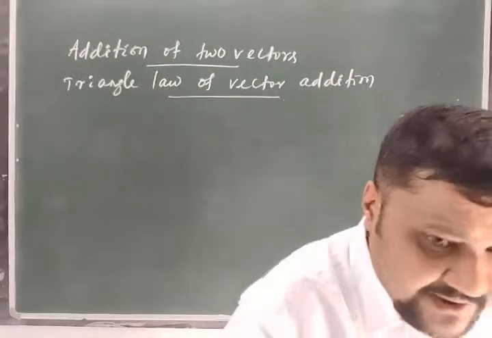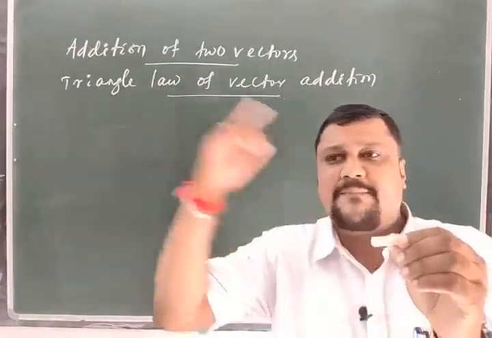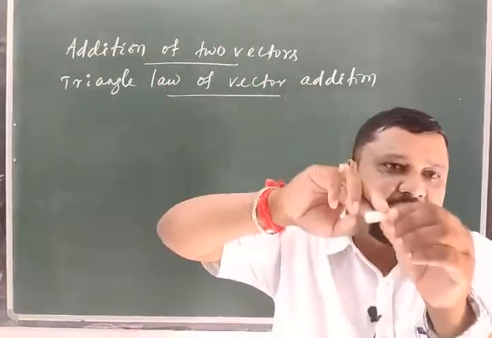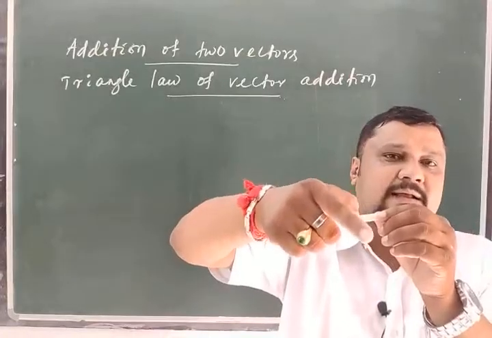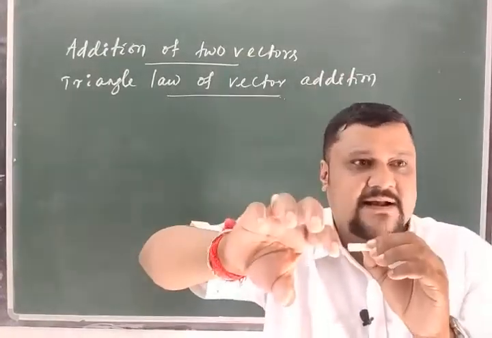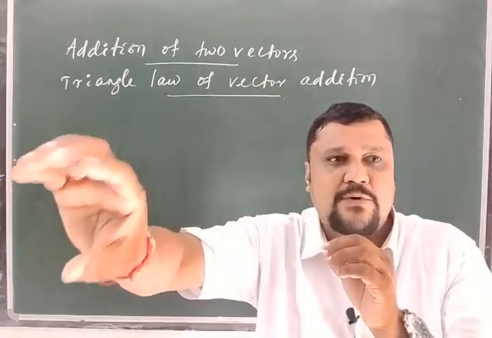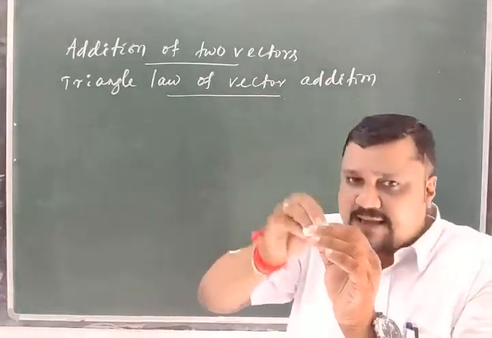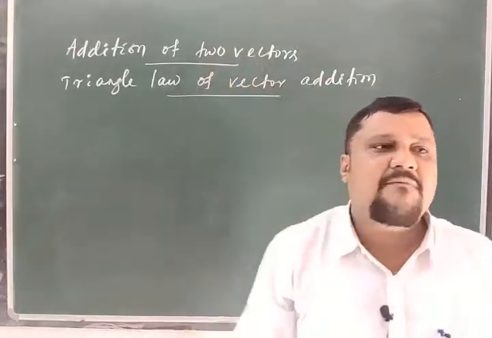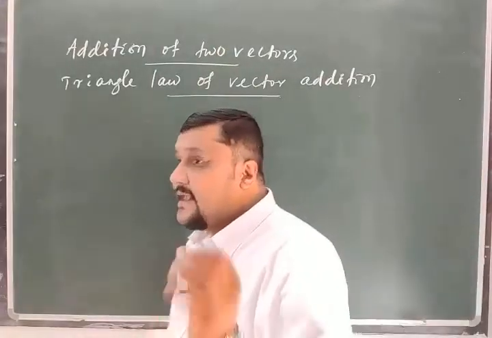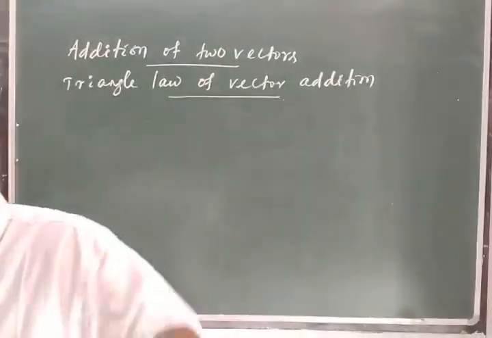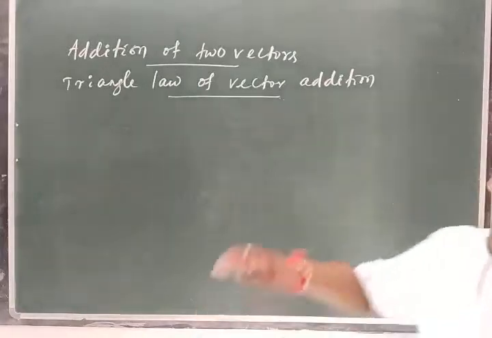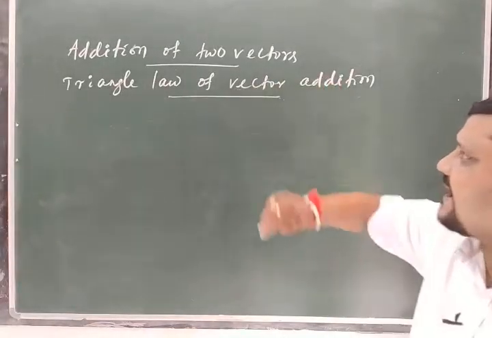It is not individually. If you apply 2 Newton once, then after 3 minutes you apply 3 Newton, then you will not get the resultant. If 2 Newton and 3 Newton act simultaneously, then the resultant means the effect of these two combined forces, that is the 5 Newton. In place of applying 2 Newton and 3 Newton simultaneously on the body, we can apply 5 Newton and we will get the same result. So my point is, while we find the addition of two vectors, the first law is the triangle law of vector addition.